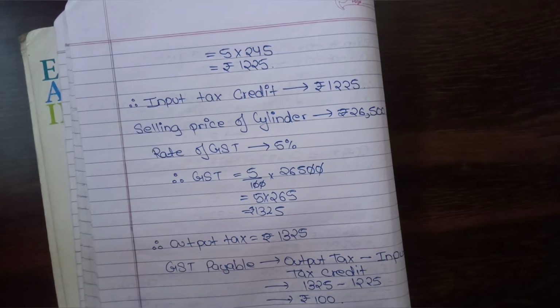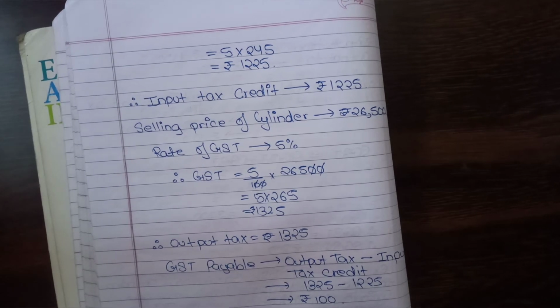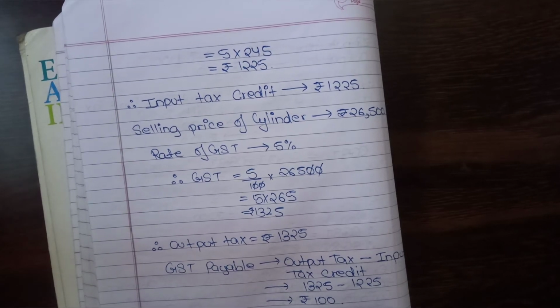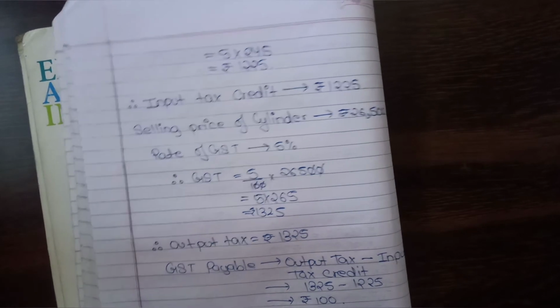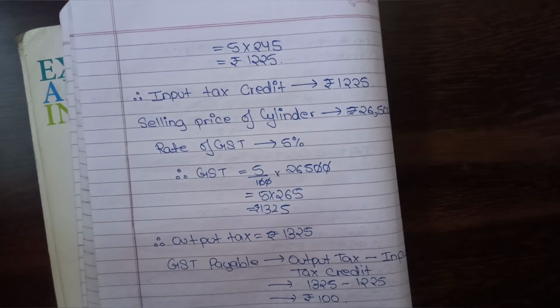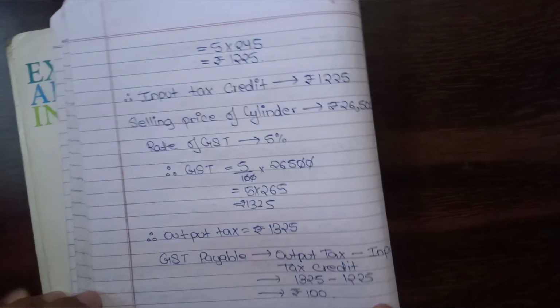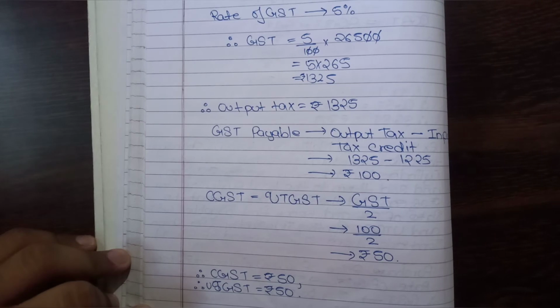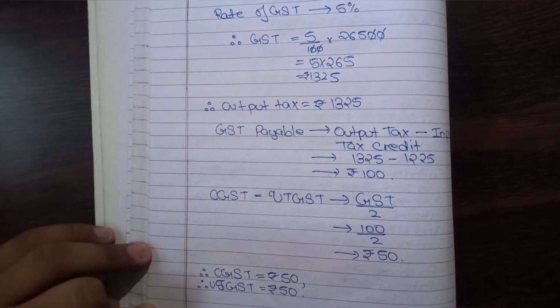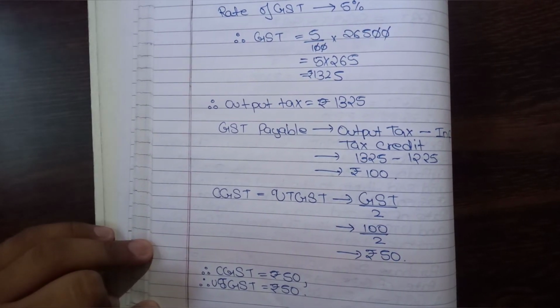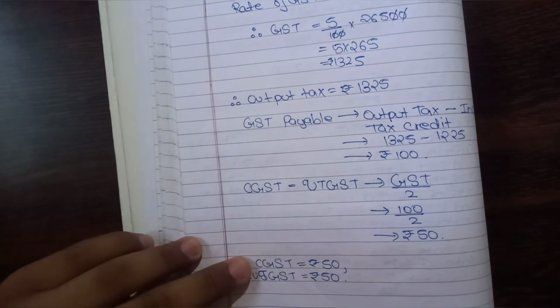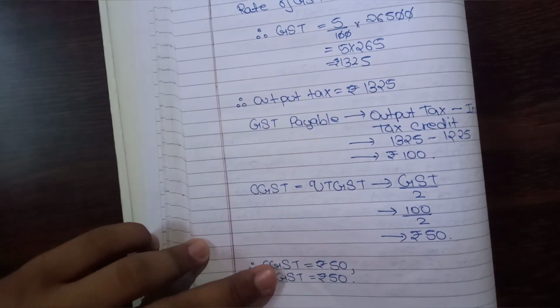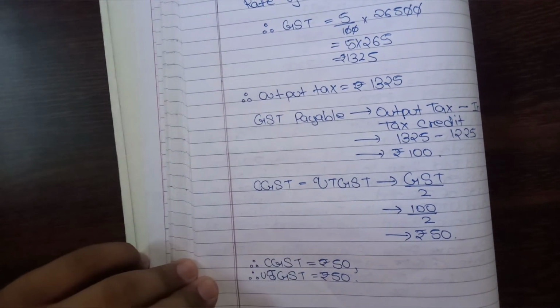Now GST payable equals output tax minus input tax credit. Therefore 1325 minus 1225 is rupees 100. Now we'll find the GST on it. So therefore CGST equals UT GST equals GST upon 2, which is 100 upon 2, which is nothing but rupees 50. Therefore CGST equals rupees 50 and UT GST equals rupees 50.